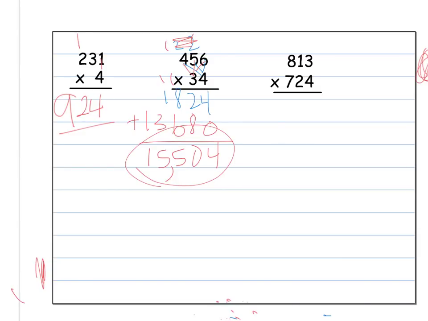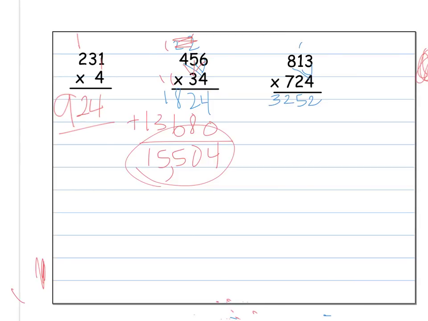Last one, a 3-digit times a 3-digit. So I'm going to try and color code this so that we can keep organized. So starting with the 4, multiply that to each of them. 4 times 3 is 12. Regroup our 1. 4 times 1 is 4, plus 1 is 5. 4 times 8 is 32.